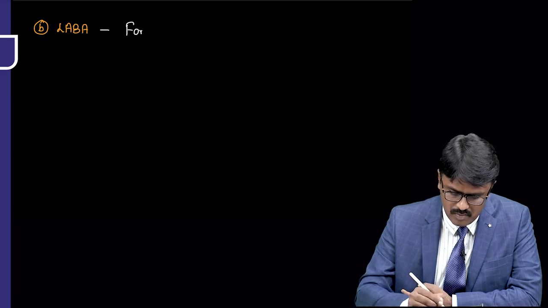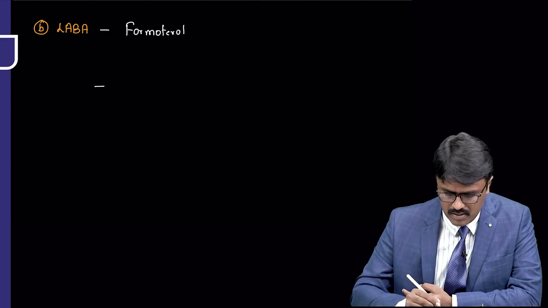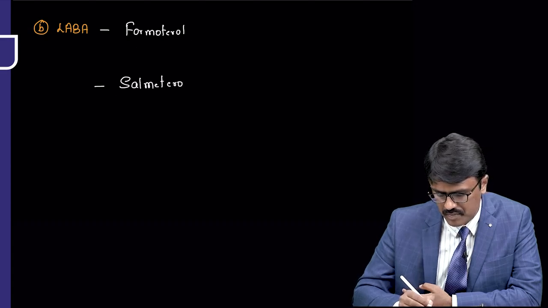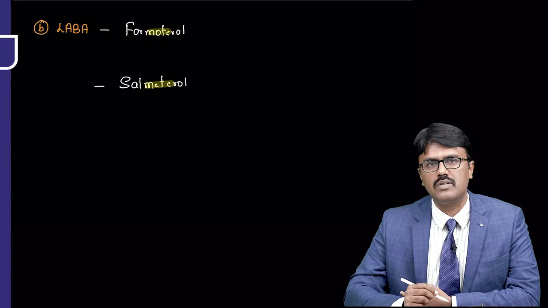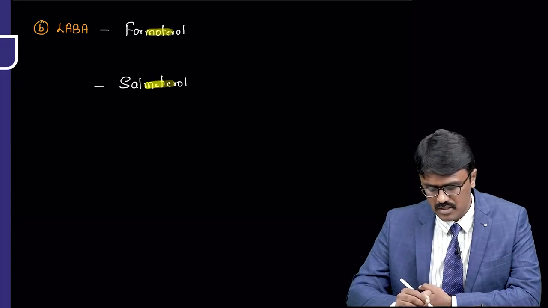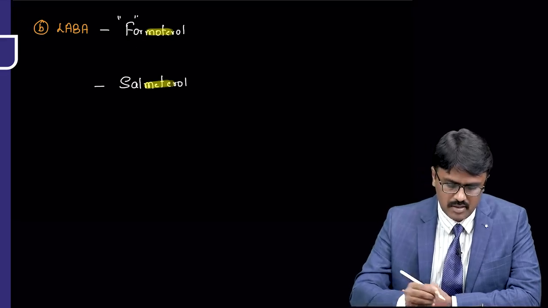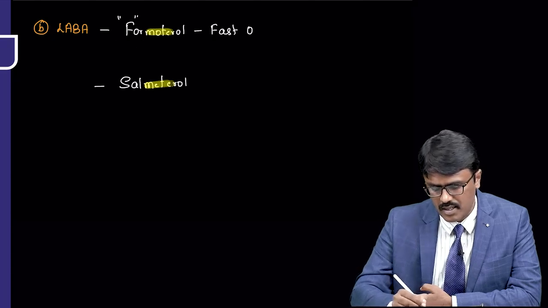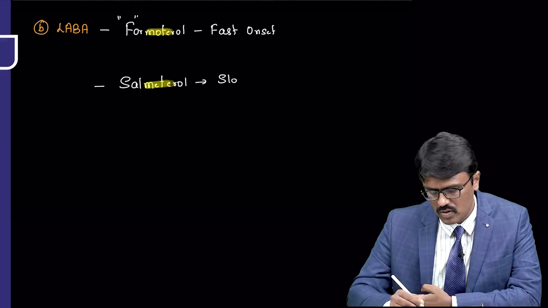So the drug name is formoterol, and one more is salmeterol. So remember as motor and meter. So if you have motorcycle, you can go kilometers, that is longer. Now another important aspect is F for fast onset. Formoterol has fast onset. Salmeterol has slow onset.